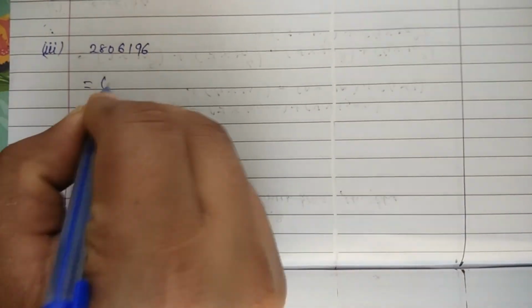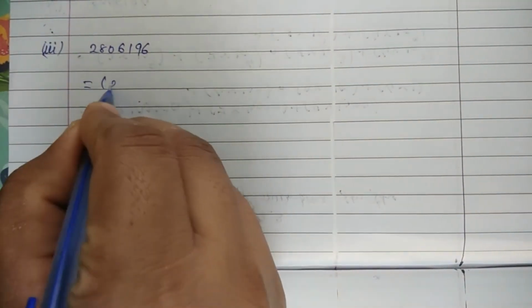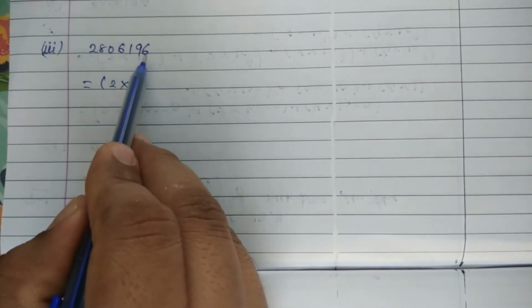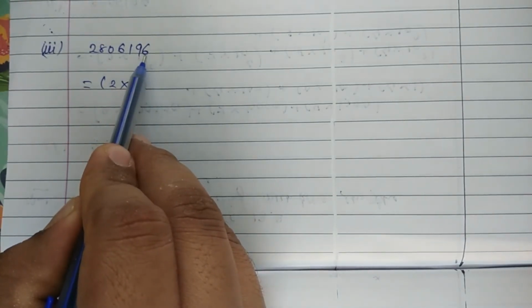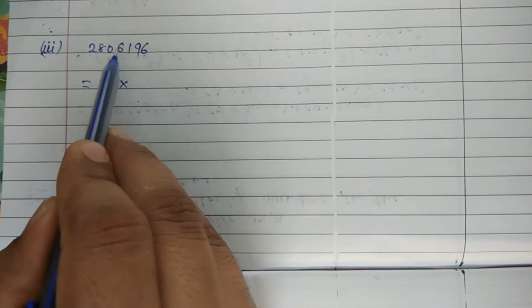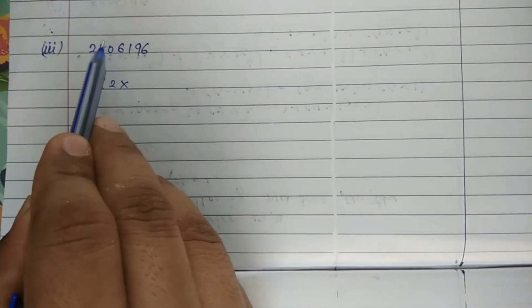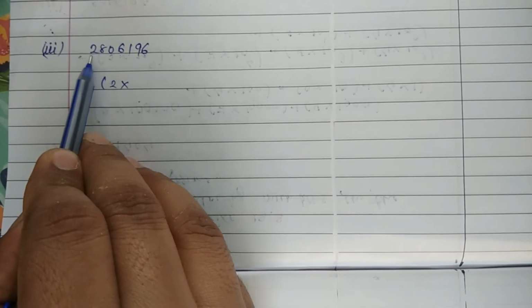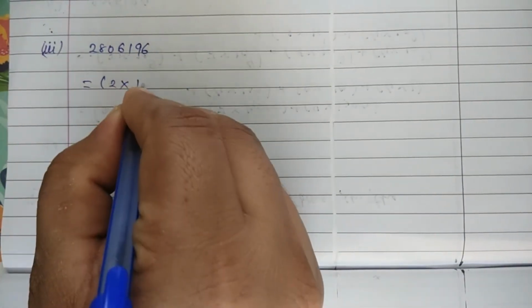Number 3, 2806196. That is equal to, we will start from 2 multiplied by place of 2, we will find from here: ones, tens, hundreds, thousand, 10,000, lakh and 10 lakhs. So 2 multiplied by 10 lakhs.